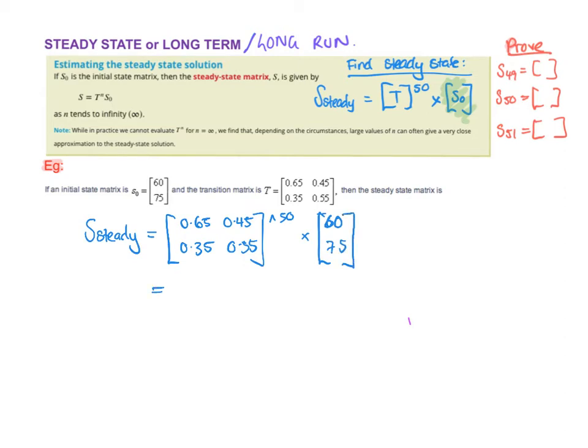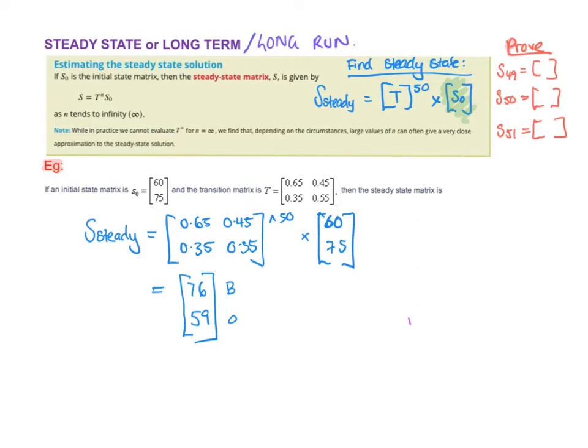So I'm going to do this on the calculator with you. We've typed that in and we get this answer. I'm just going to round to a whole number: 76 and 59. Okay, so there we go, and that is our steady state. This is what's going to happen in the long run. If this was like those broken and operating machines, we'd say in the long run there's always going to be 76 broken machines and 59 operating, or whatever like that.